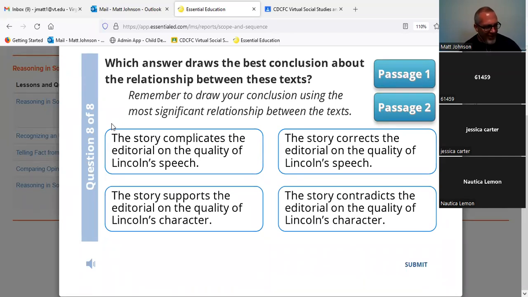Is the story contradicts the editorial on the quality of Lincoln's character, right? Again, we have one that's pro-Lincoln, a glowing analysis of the Gettysburg Address, while the other one is very critical. So the story contradicts the editorial on the quality of Lincoln's character.